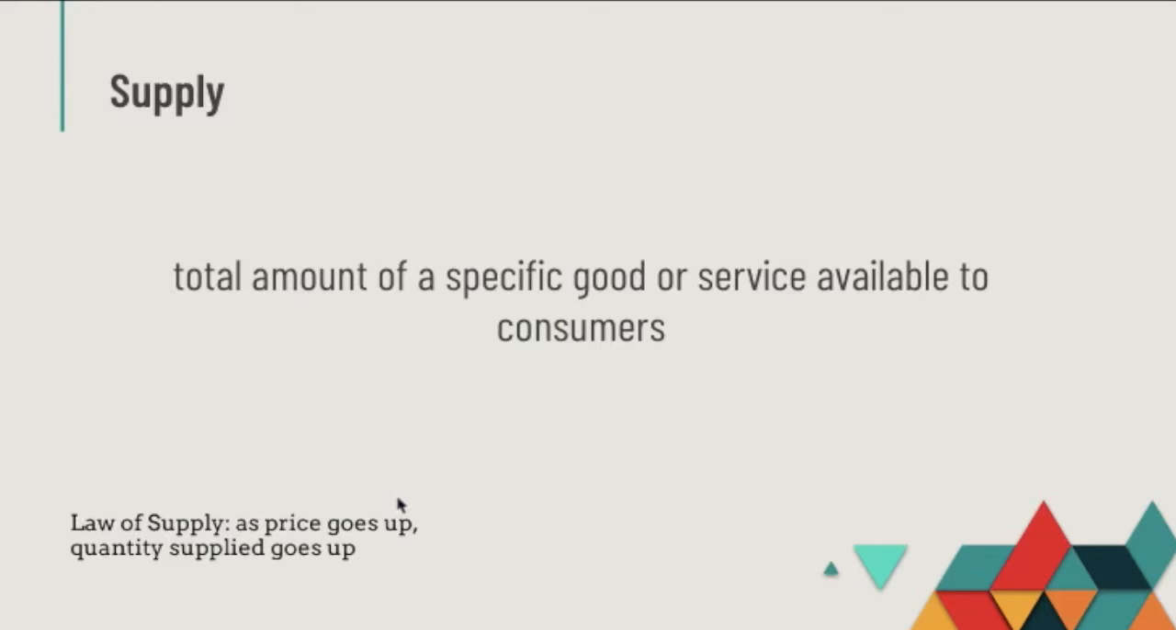Supply is going to refer to the total amount of a specific good or service available to consumers. It's going to be the amount of a good a business can produce. And the law of supply is going to state as price goes up, quantity supplied also goes up. This positive relationship is going to give us a positive slope when we get into drawing our graph.